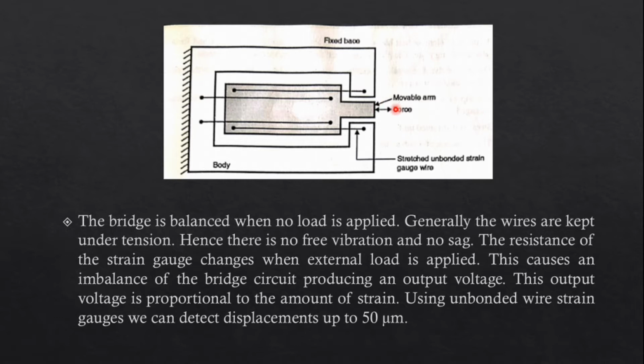From this point, whenever we apply any kind of force, the resistance of the cable is going to change. This causes an imbalance of the bridge circuit, producing an output voltage. So it is going to produce some output voltage because the bridge is not going to be in balance condition, right? This output voltage is proportional to the amount of strain. Using the unbonded wire strain gauge, we can detect displacement up to 50 micrometer with the help of this type of unbonded strain gauge.